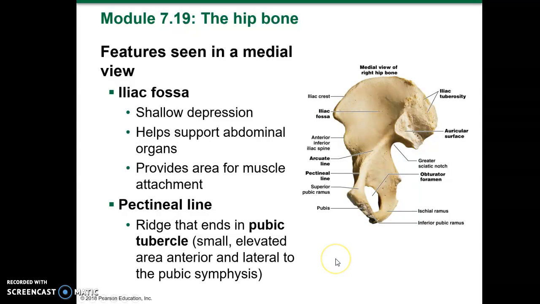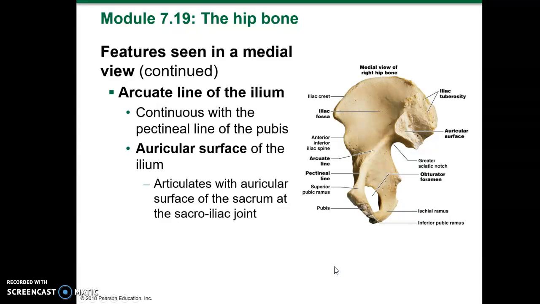The iliac fossa is a shallow depression that helps support your abdominal organs, and it provides an area for muscle attachment. And then you have the pectineal line. This is the ridge of the ends of the pubic tubercle. The arcuate line of the ilium is continuous with the pectineal line of the pubis.